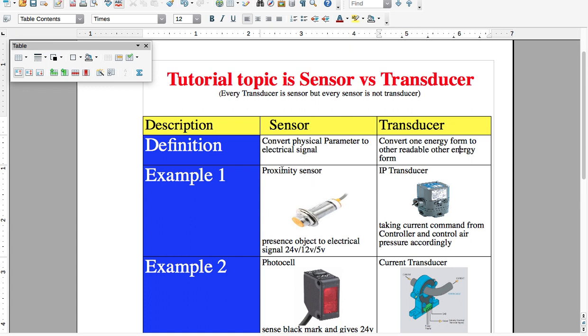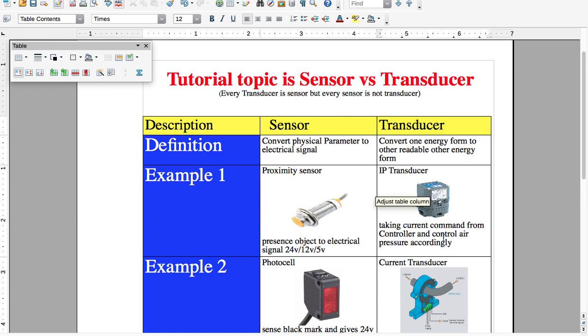Here, a proximity sensor just senses an object, the presence of objects like metal and some like wood, and converts this signal to some 24 volt, 12 volt or 5 volt, which are readable by a PLC and other microcontrollers. So it just changes the presence of the object to an electrical signal which is readable. Like 24 volt is a digital output.